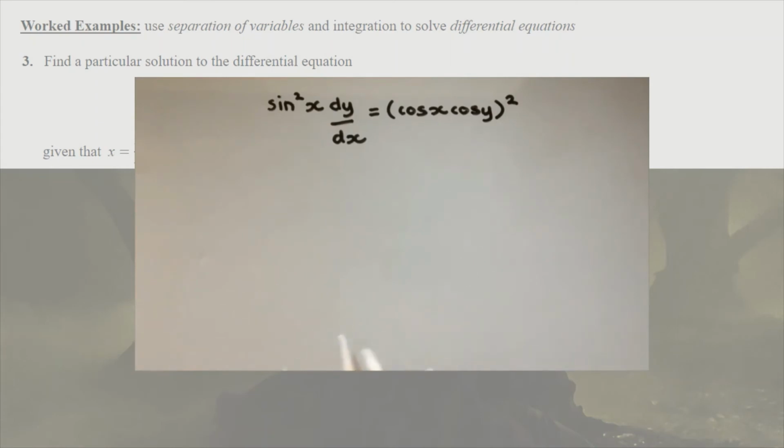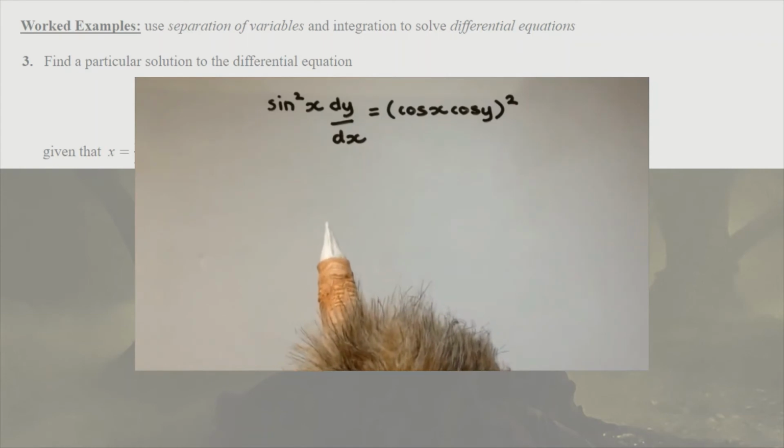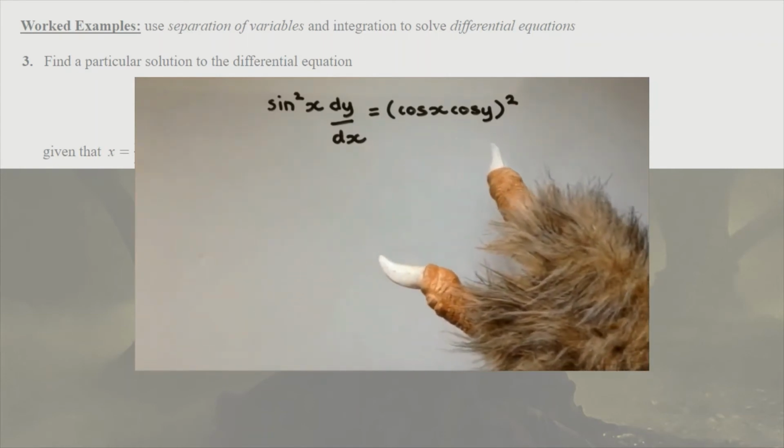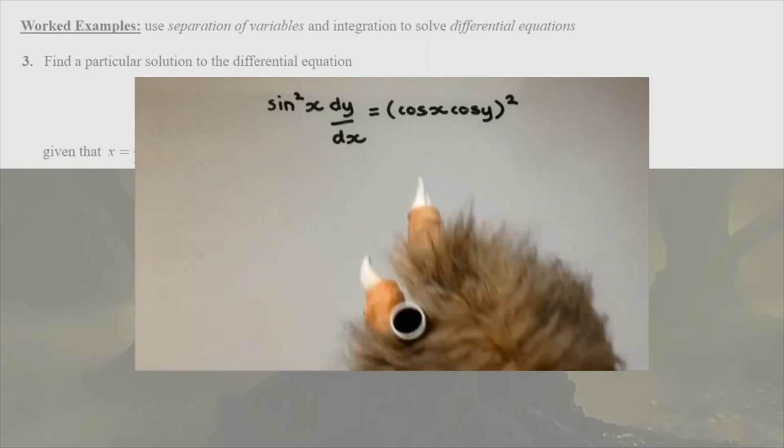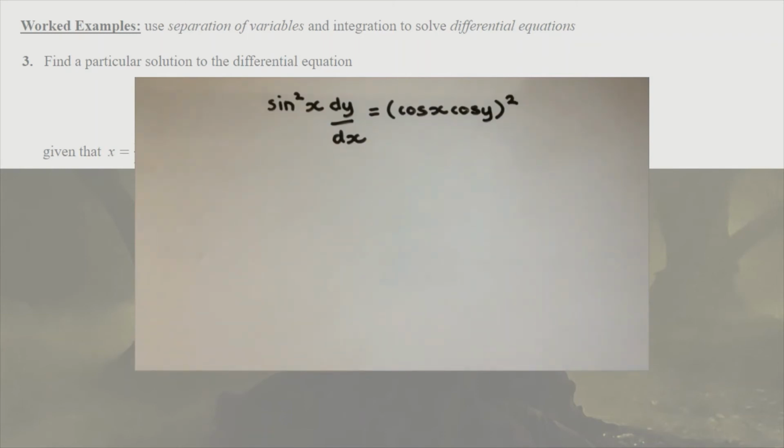Right, let's consider an approach for this question here. So we have sine squared x dy by dx equals (cos x cos y) all squared. Something you might want to consider first of all is we have a bracket here which is squared, so let's square the product of cos x and cos y. And if we do that, of course, we'll leave the sine squared x for now.